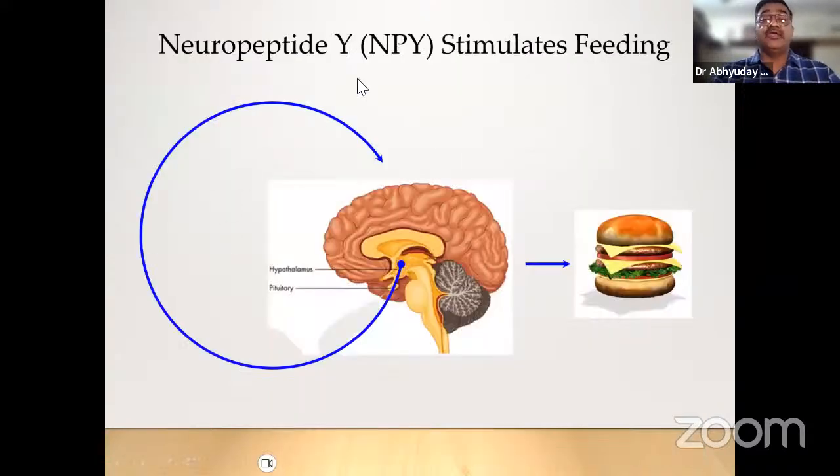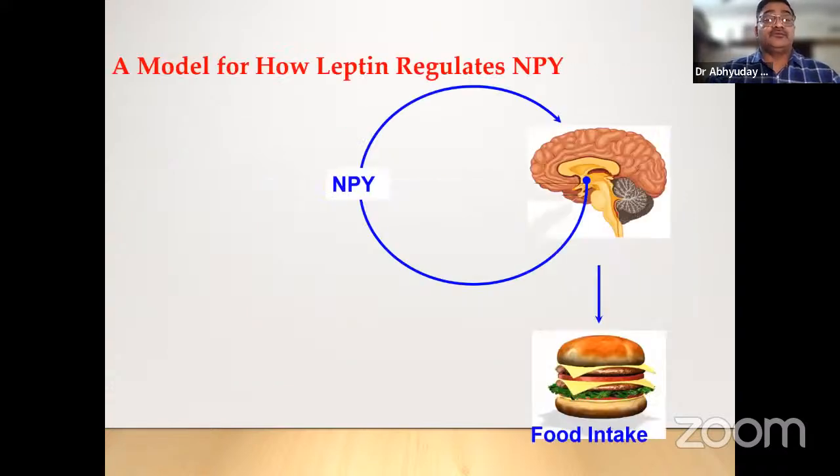And then in starvation, this becomes opposite. Then we have neuropeptide Y, which stimulates feeding. It increases hunger, again acting through the hypothalamus. This is a model of how leptin regulates neuropeptide Y. When there is a secretion of leptin, it decreases the neuropeptide Y hormone, and in turn it reduces the food intake. So you can see how this interplay between leptin and neuropeptide Y happens here.